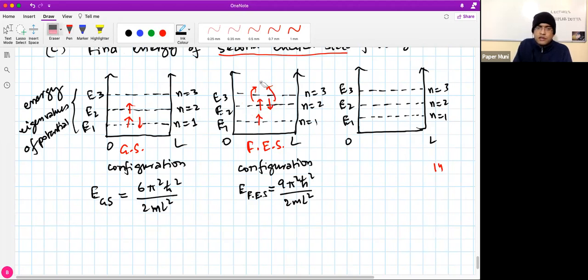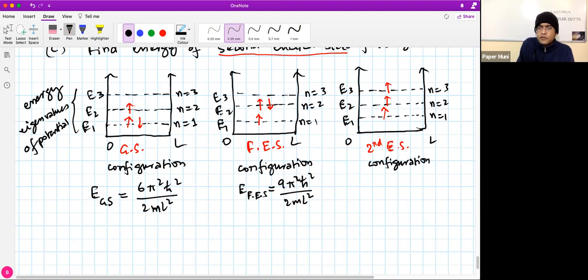All right, so we'll stick to this: the next energy level could be, if we shift this electron, now let it be this here, this is here, and this will go to this position. In this configuration, this is the second excited state. So let's write it like this: second excited state configuration. There's no standard abbreviation.